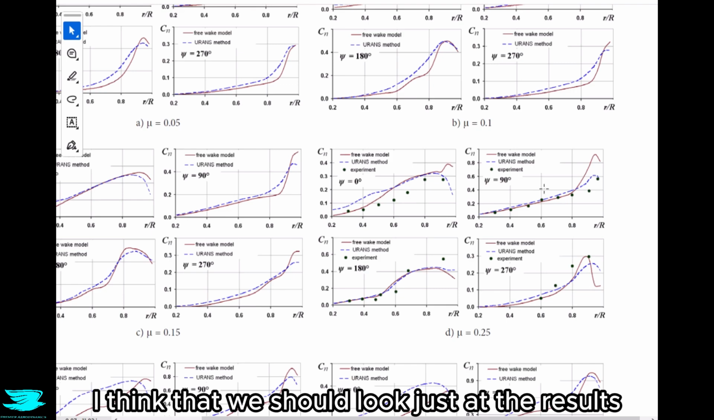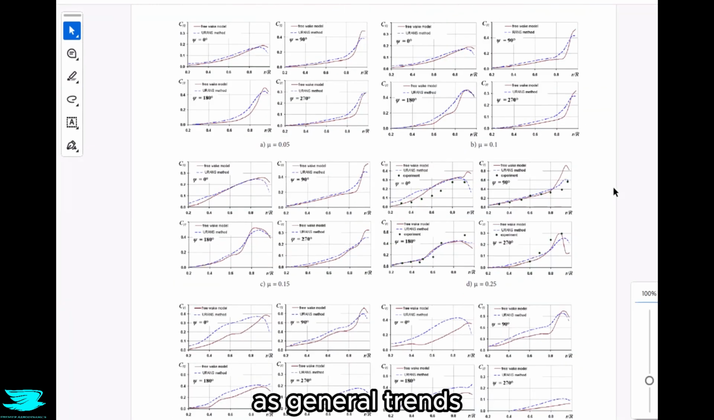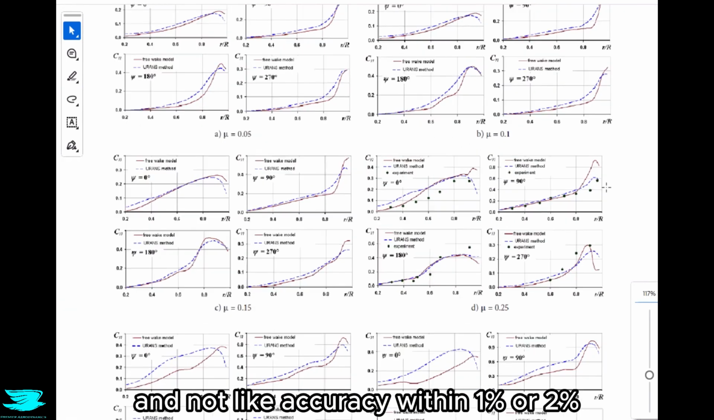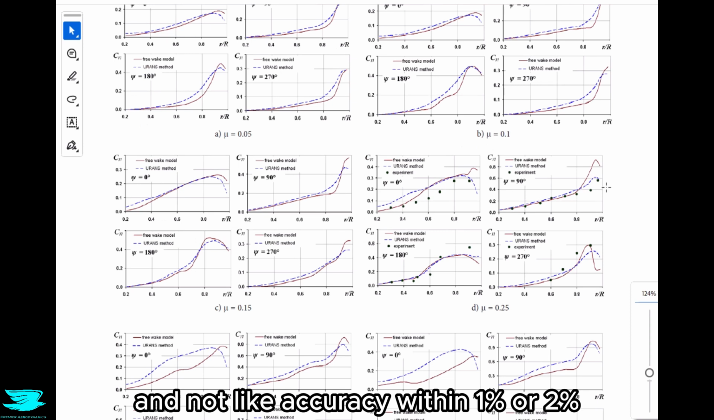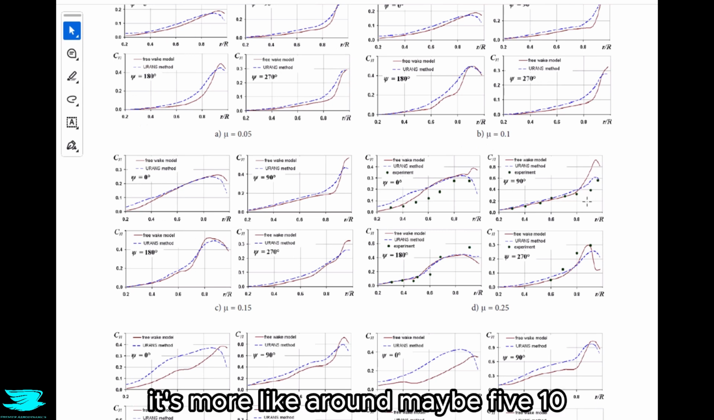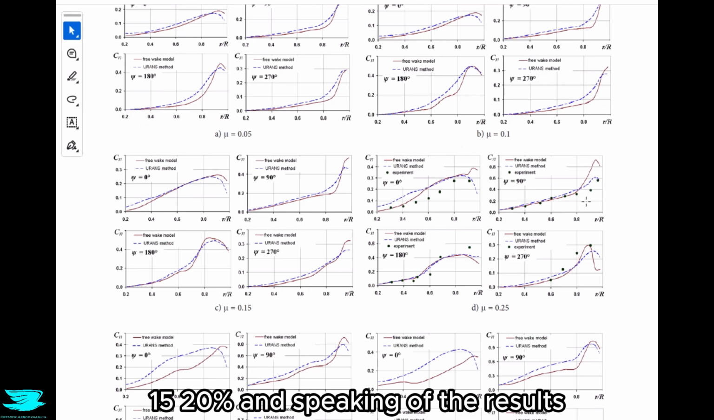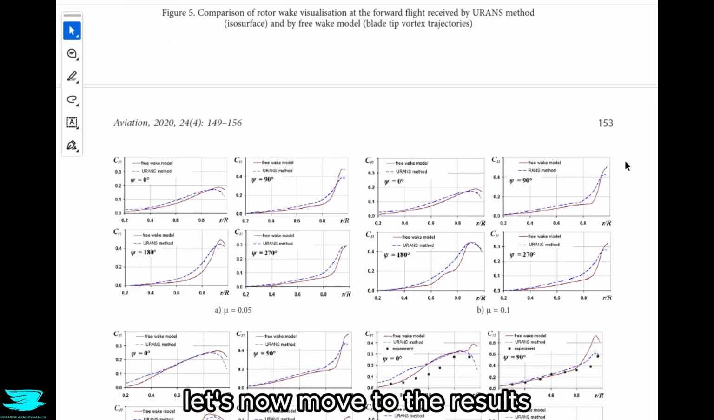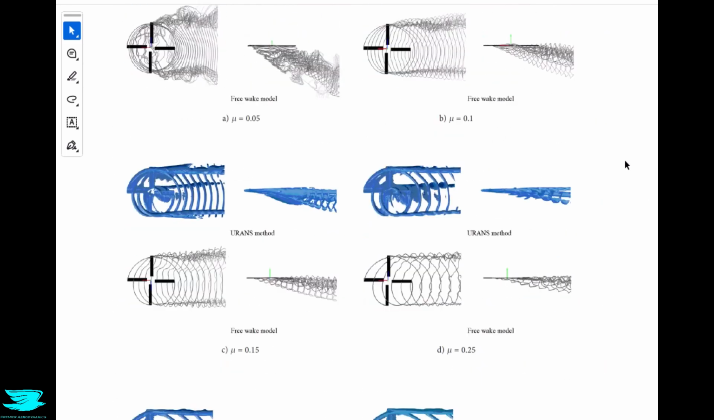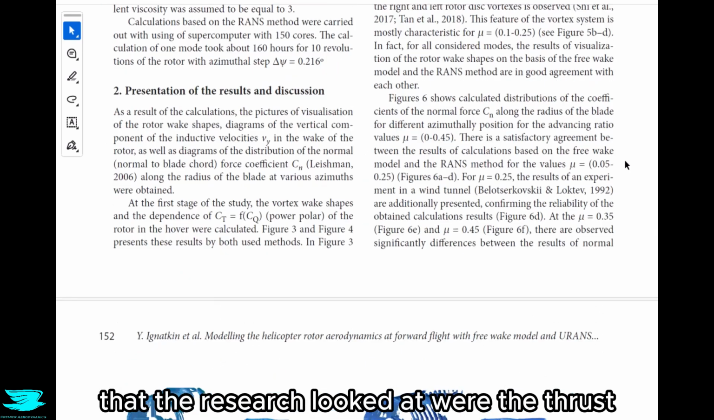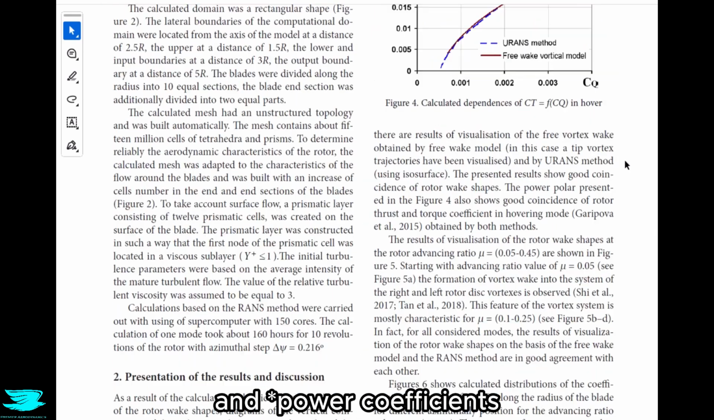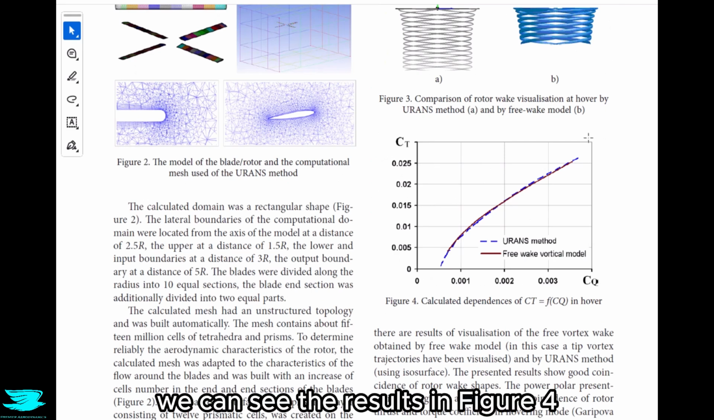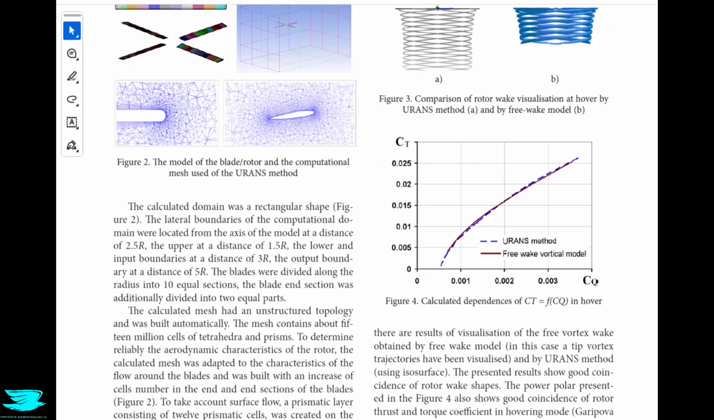So as such, I think that we should look just at the results as general trends and not accuracy within 1% or 2%. It's more like around maybe 5, 10, 15, 20%. And speaking of the results, let's now move to the results. So the first parameters that the research looked at were the thrust and power coefficients. We can see the results in figure 4.